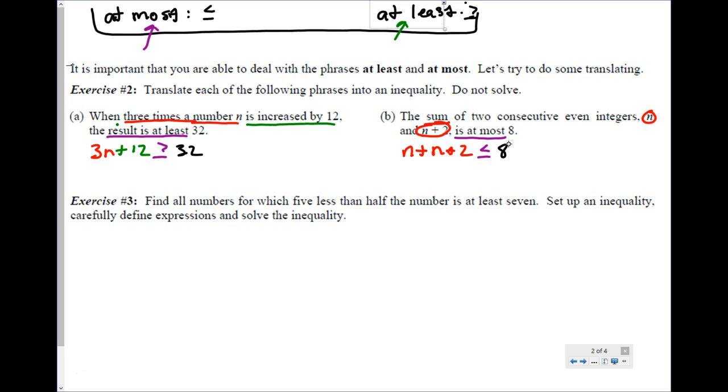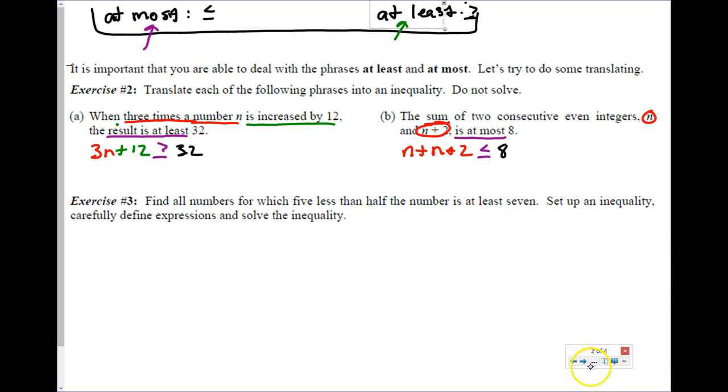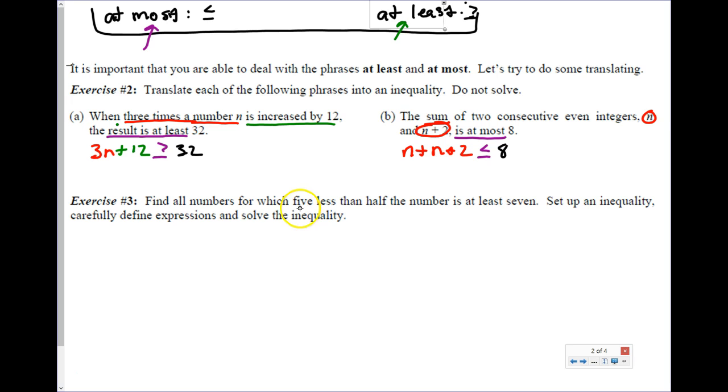All right, now let's try creating one and solving at the same time. So exercise 3 says, find all numbers for which 5 less than half the number is at least 7. Set up an inequality. Okay, so let's translate this. Let me get my different colors. Okay, so the first part of this says 5 less than. So 5 less than is like saying a minus 5. So I'm going to have a minus 5. Half the number, well, there's where my variable comes into play, that's like an n. So it's half of n, and when I have the phrase less than, I have to switch these 2 things, so the 1/2 n goes in front.